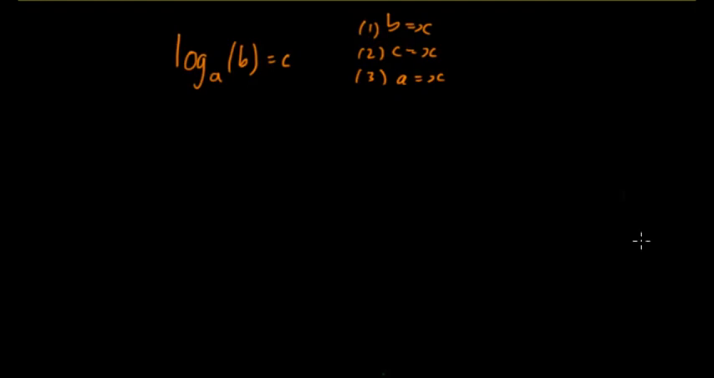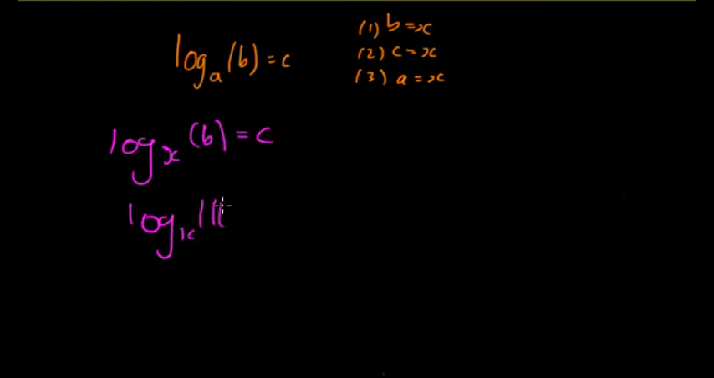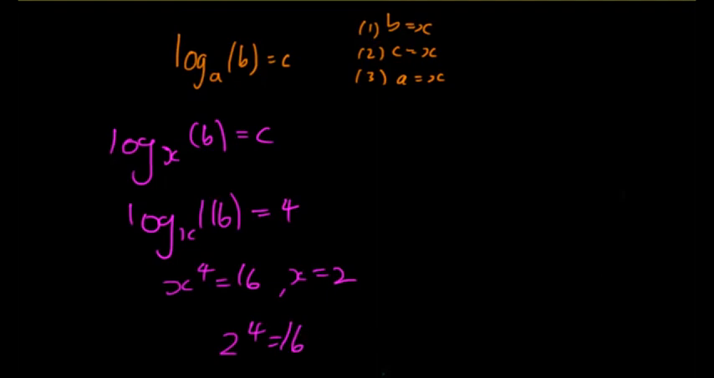So the third is if x is the base. So you have log x of b is equal to c. So an example could be log x of 16 is equal to 4. So we want to know what value x to the 4 is equal to 16, because that's effectively what the log function wants. We have x to the 4 is equal to 16, and we can see that the answer x is going to be 2, because 2 to the power of 4 is equal to 16.